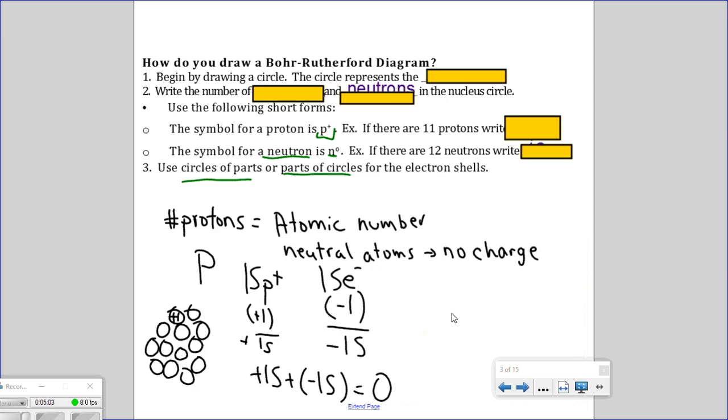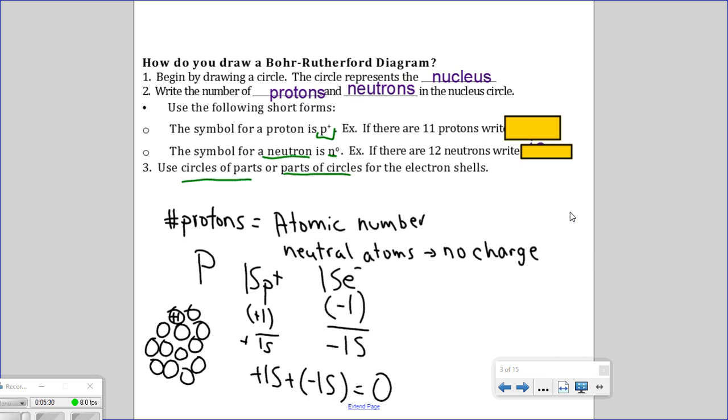So, how do you draw a Bohr Rutherford diagram? You begin by drawing a circle. This circle will represent the nucleus. You write down inside the circle the number of protons and neutrons inside that circle, which represents the nucleus.